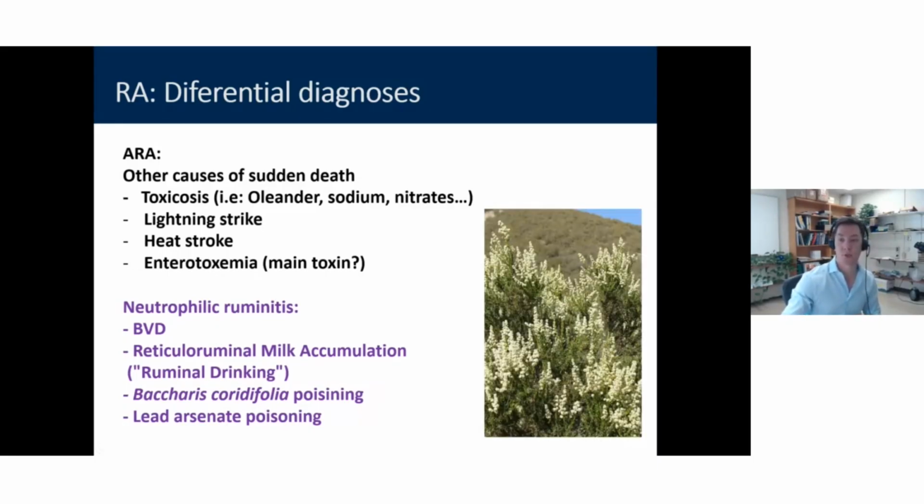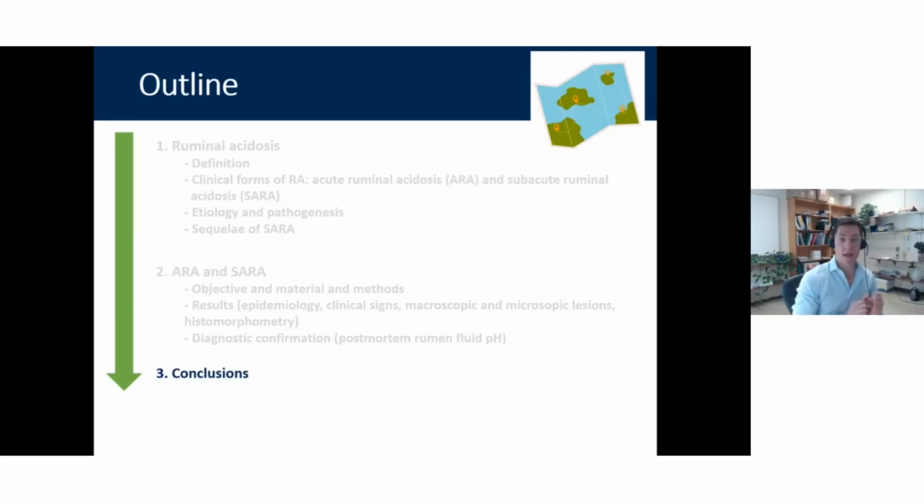This is just a picture to show you how that plant looks. Baccharis coridifolia. Lesions can look exactly like a case of ruminal acidosis.